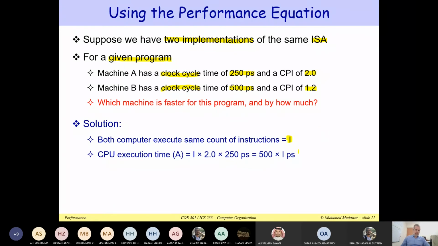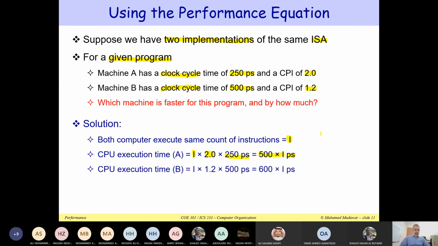So the CPU execution time on A will be I multiplied by 2.0, the average CPI, multiplied by 250 picoseconds, which is the clock cycle time. So this will give you 500 I picoseconds, because this is execution time, and therefore picosecond is a unit of time, because the clock cycle is given in picoseconds.